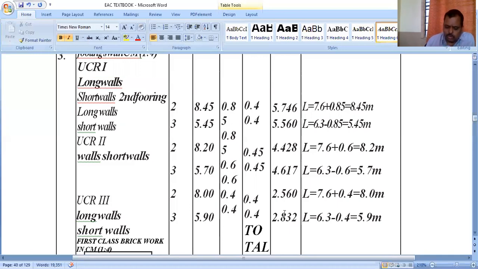See here, 5.76 plus 5.56 plus 4.428 plus 4.617 plus 2.560 plus 2.832. It will be 23.743 cubic meter. How much will it be?